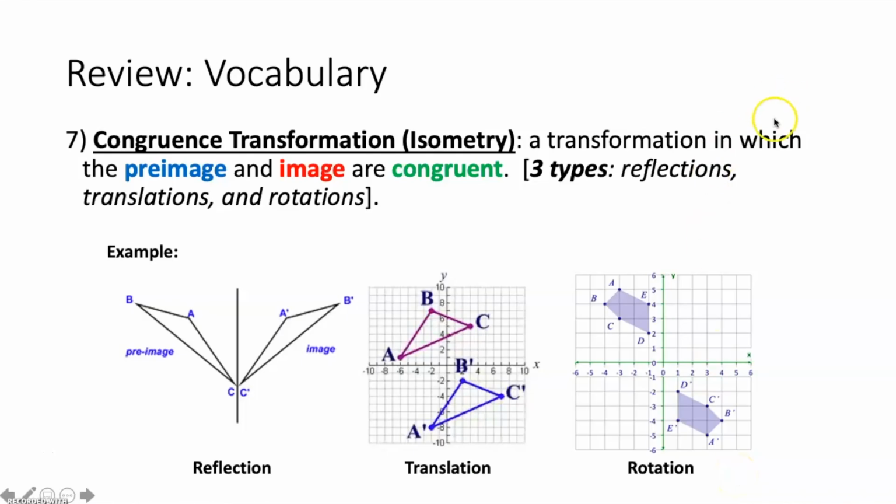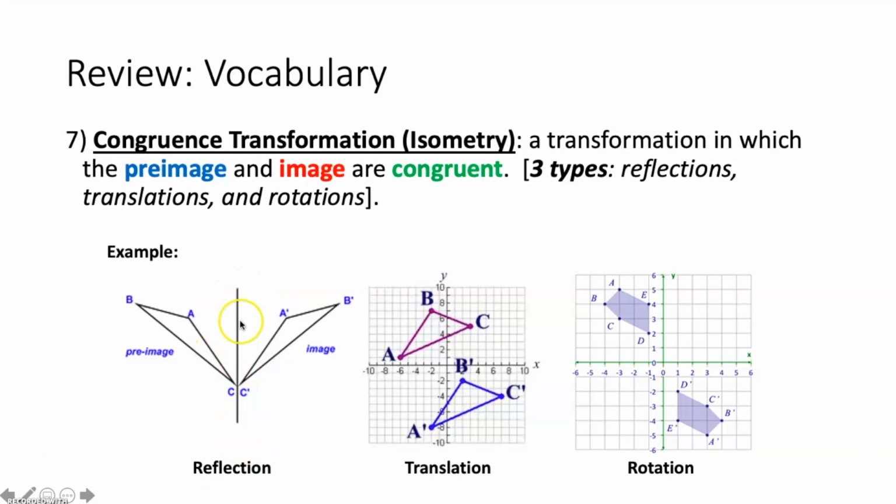Now, a congruence transformation, or isometry, is a transformation in which the pre-image and the image are congruent. And there's three types of isometries: reflections, translations, and rotations, what we just talked about. So all a congruence transformation is, is a transformation in which you take the pre-image, transform it using a reflection, translation, or rotation, or maybe a combination of the three, and you end up with your image. And your image is congruent to your pre-image. They're still congruent to one another, even after the transformation.